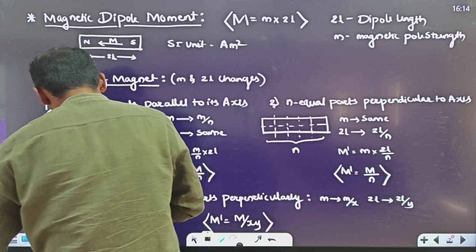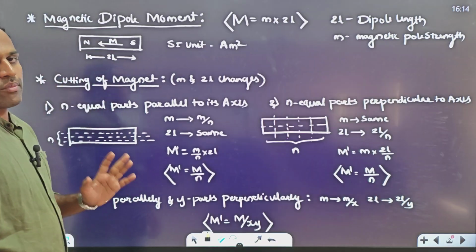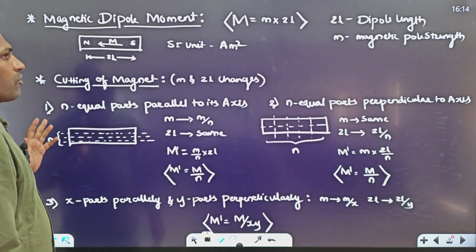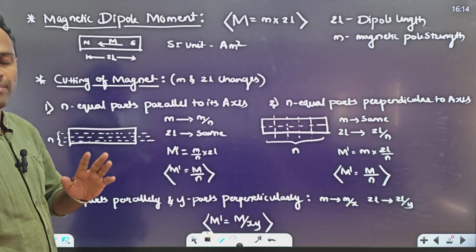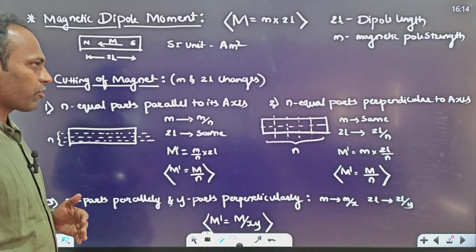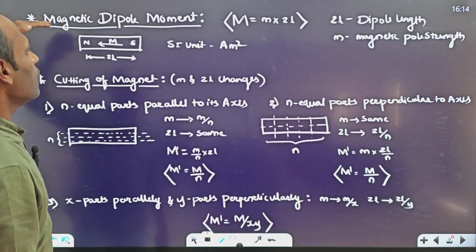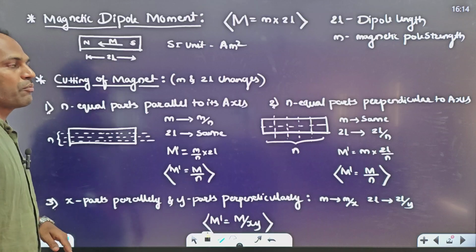See, here magnetism and matter is a theory chapter you should know very clearly. Concepts are very much required, especially magnetic materials are very important. So you have to remember all the properties of those magnetic materials. Okay, let us go from the basics, that is magnetic dipole moment.